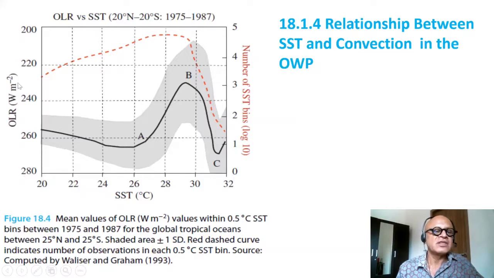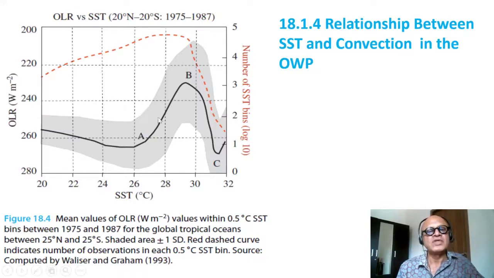And looking at the relation is easier with OLR, shown here with this black solid line with the shaded area representing one standard deviation. And you can see that the OLR is low. Of course, OLR is sigma T to the fourth, so if temperature is cold, OLR is going to be small.